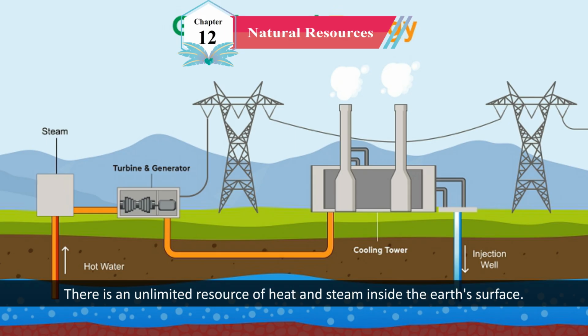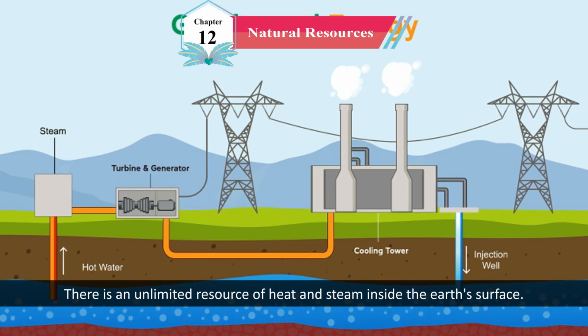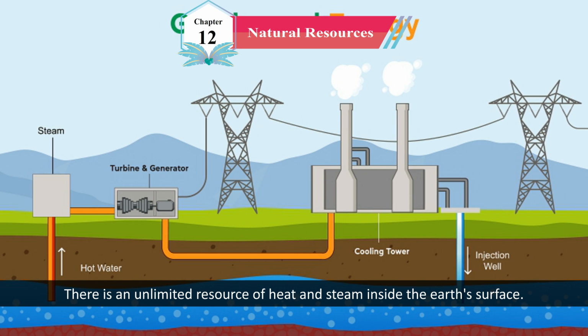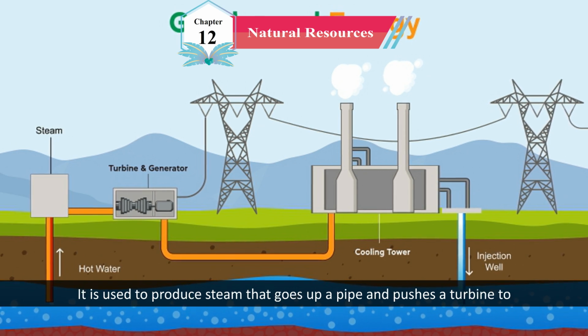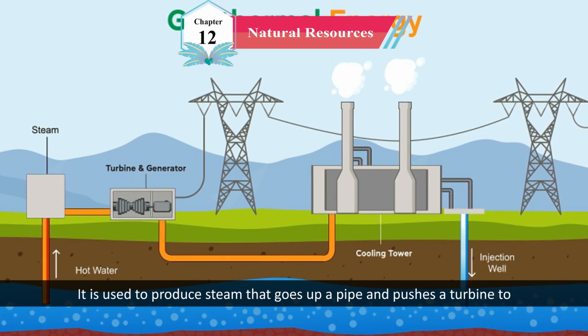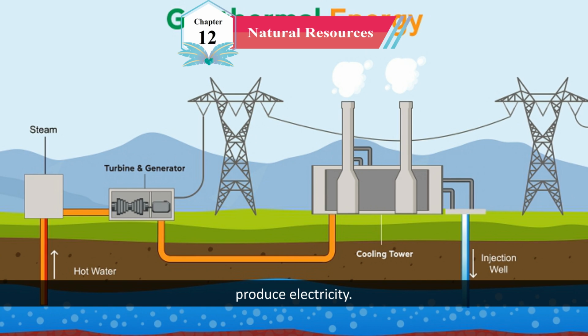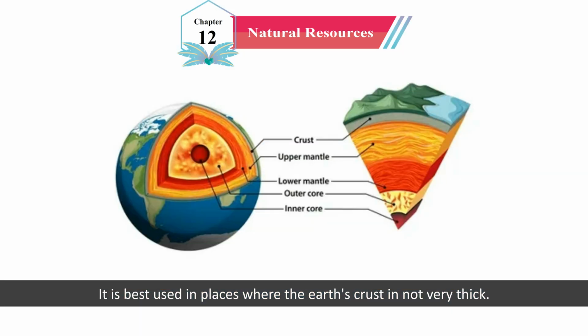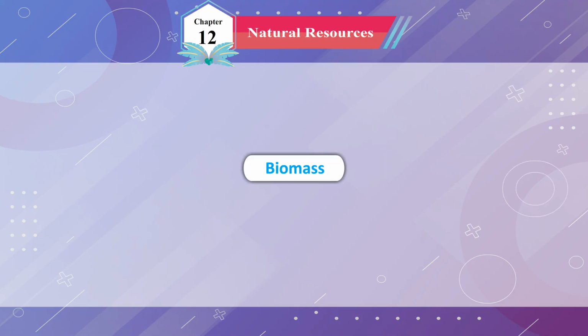Geothermal energy. There is an unlimited resource of heat and steam inside the Earth's surface. It is used to produce steam that goes up a pipe and pushes a turbine to produce electricity. It is best used in places where the Earth's crust is not very thick.